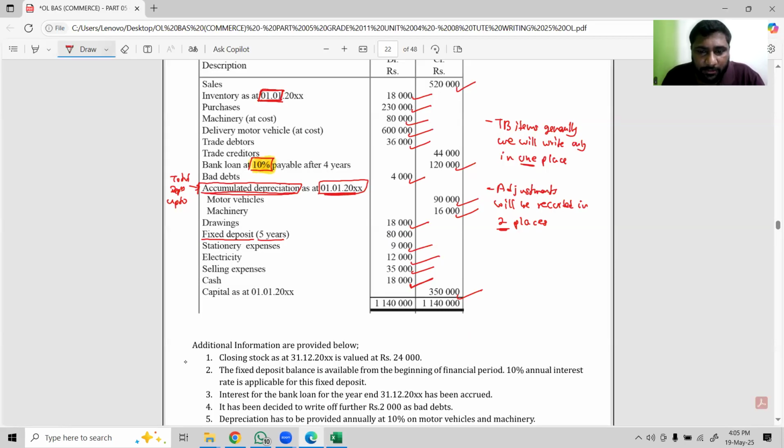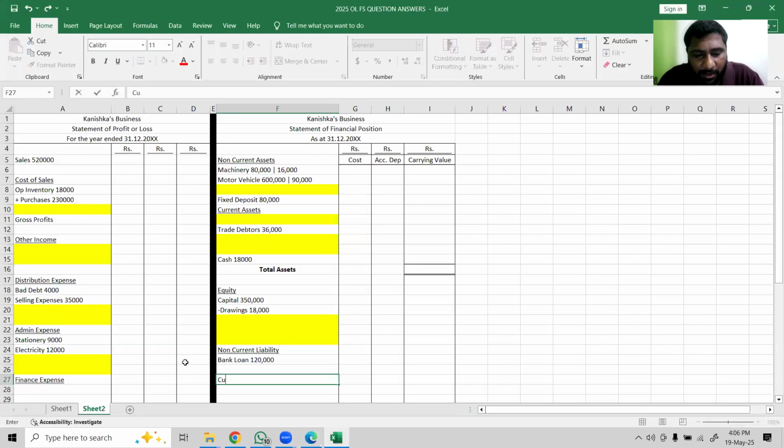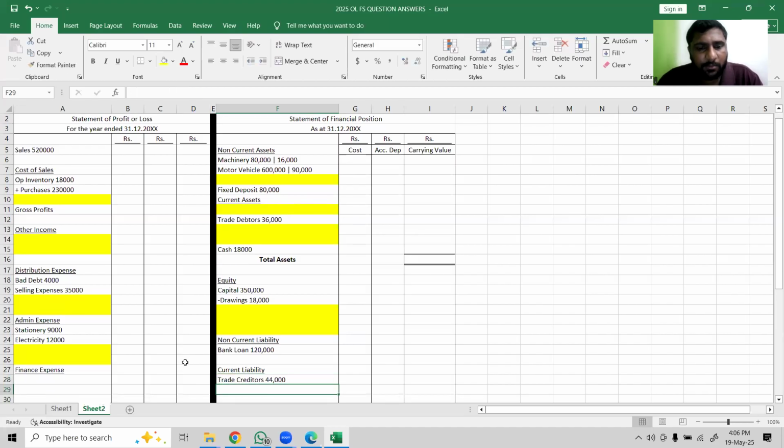That is also done. So let's move to the last item, creditors, 44,000. Current liability, trade creditors. What's the value? 44,000. That's all.